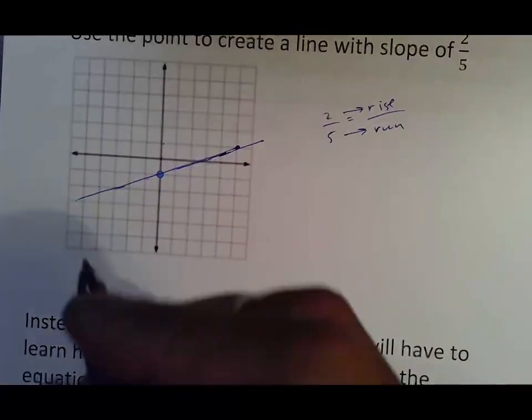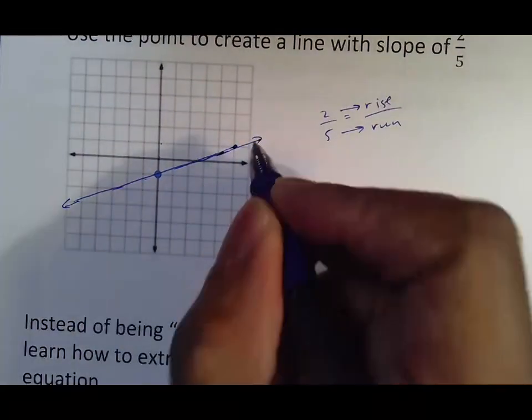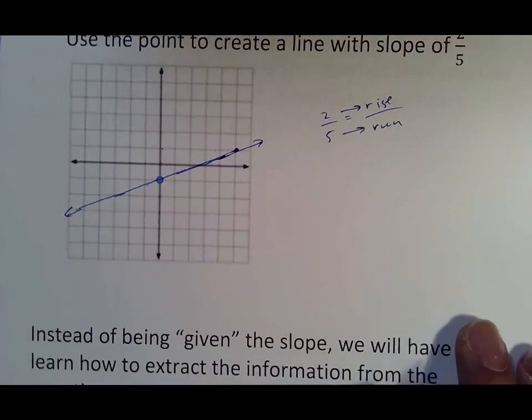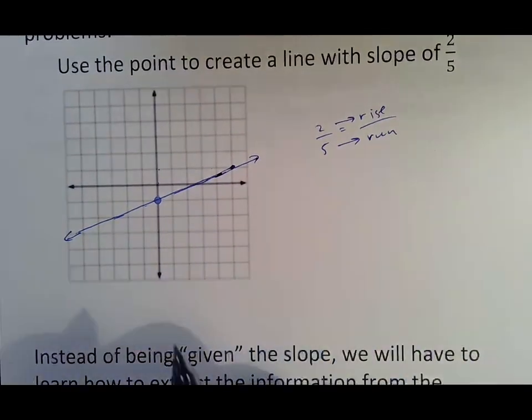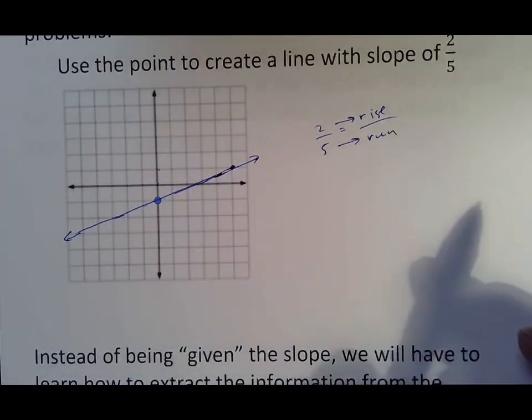You make sure your line goes all the way across the region, and you put an arrow at the end of each side. That is how you would do it: use rise over run from a certain point to get your second point.